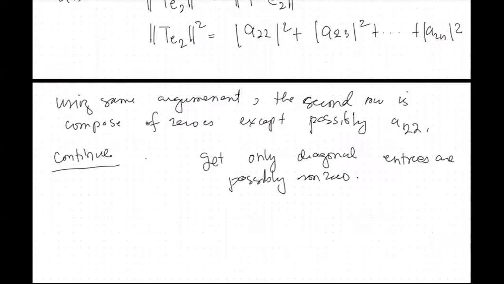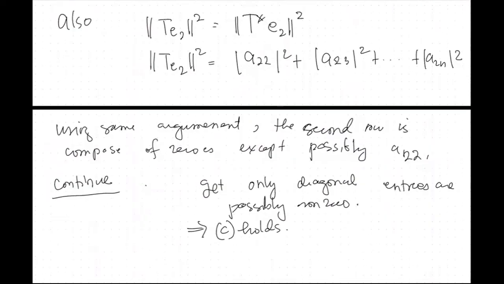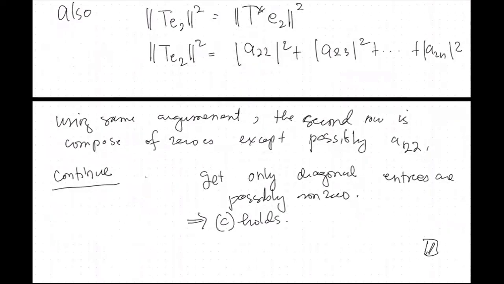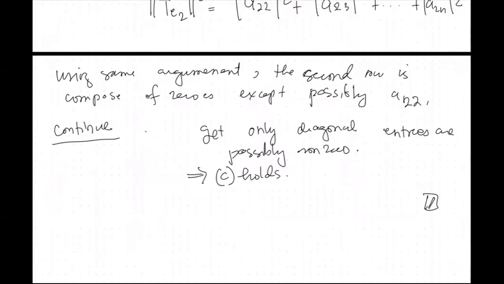So that means this gives us our C-holes. That is what a C-hole. We have a diagonal matrix representation with respect to some orthonormal bases. So this ends the proof of the complex spectral theorem. All right, now we go to the second part, which is the real spectral theorem.